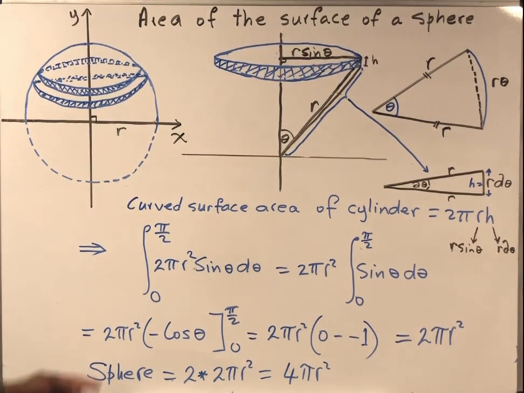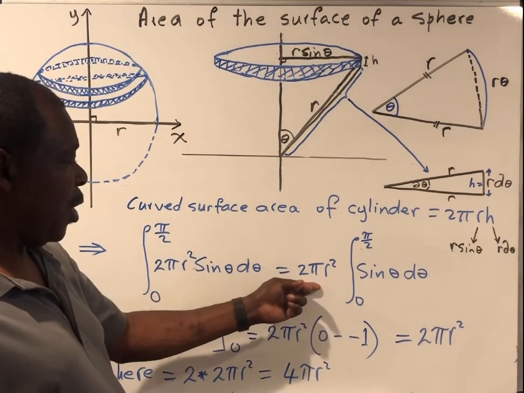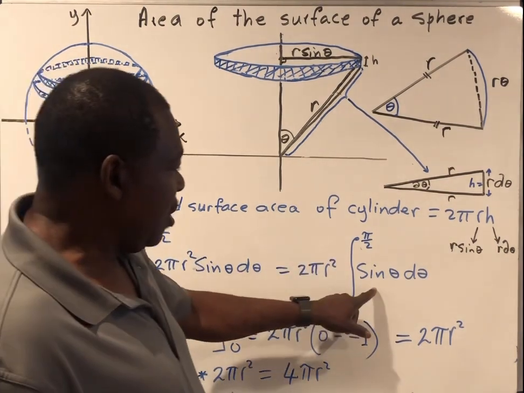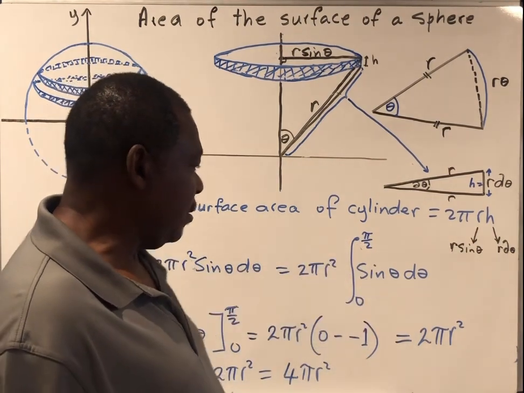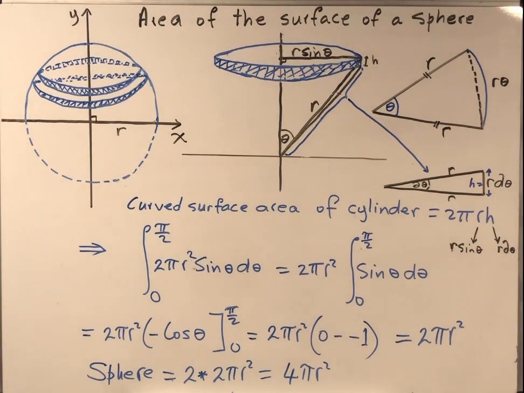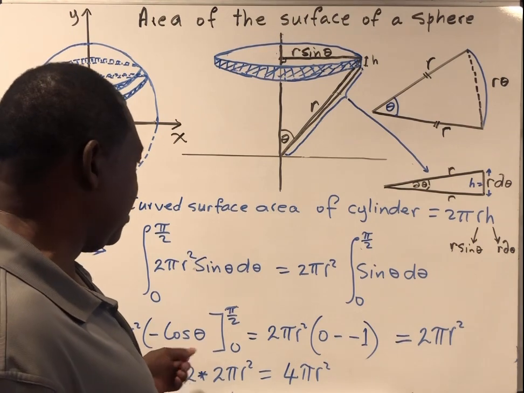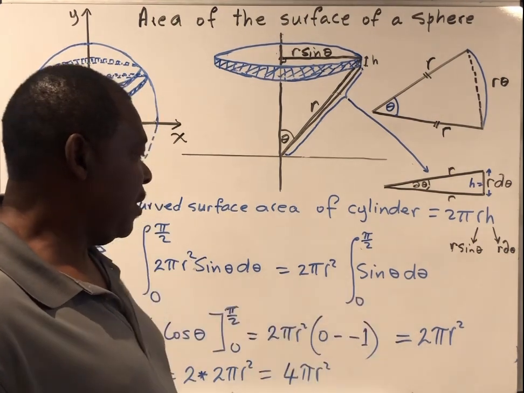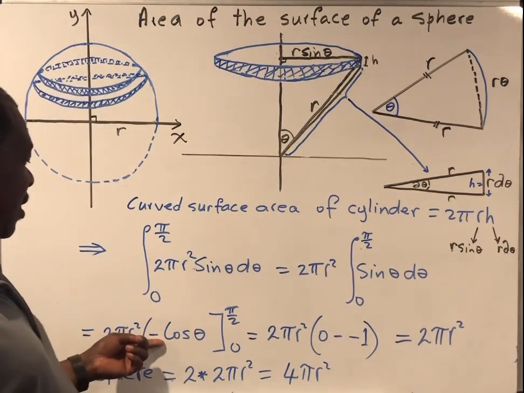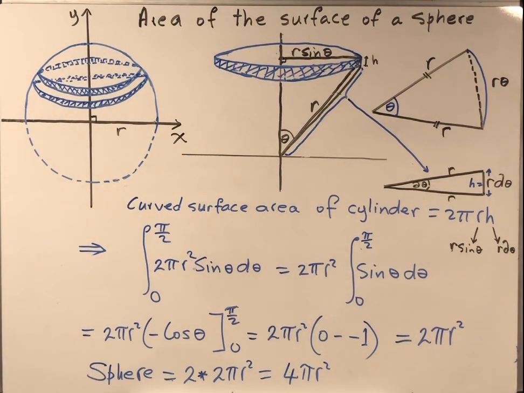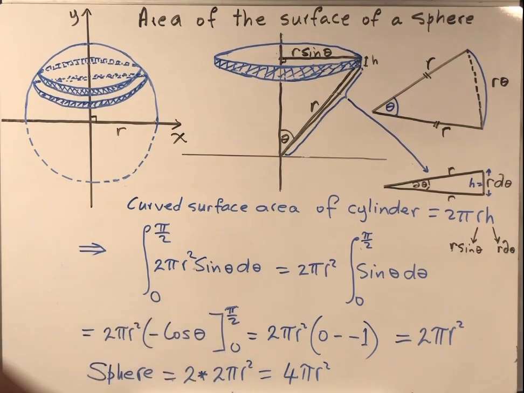We can now move the constant 2 pi r squared to the outside of our integral, and we are now left with the integral from 0 to pi over 2 of sine theta d theta. And you will recall that the derivative of cos is negative sine, and therefore the integral of sine, the antiderivative, is going to be negative cosine of theta over the interval from 0 to pi over 2.